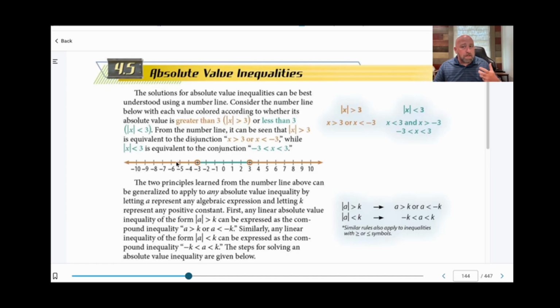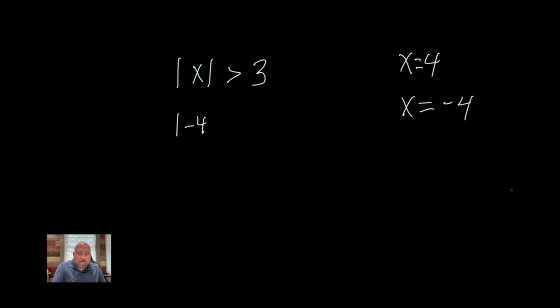So let's think through this, right? Let me say that the absolute value of x is greater than 3. Okay, how do we solve this? So let's just say randomly that x equals 4. Is 4 greater than 3? Yes, it's true. But what if we say x equals negative 4? So now the absolute value of negative 4 is greater than 3. What is the absolute value of negative 4? Well, it's 4. 4 is greater than 3. So both of these work.